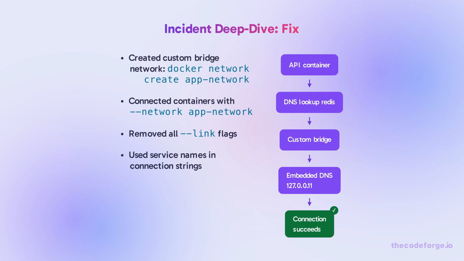The fix was simple. Create a custom bridge network and connect all containers to it. This enables Docker's embedded DNS at 127.0.0.11, which resolves container names to IPs. The team also removed all link flags and updated connection strings to use service names.